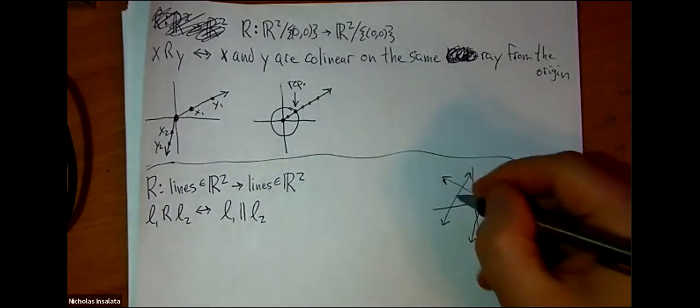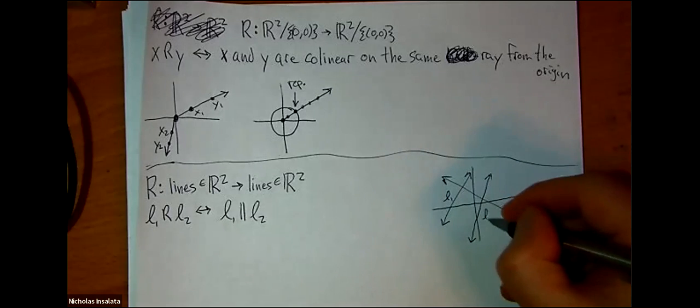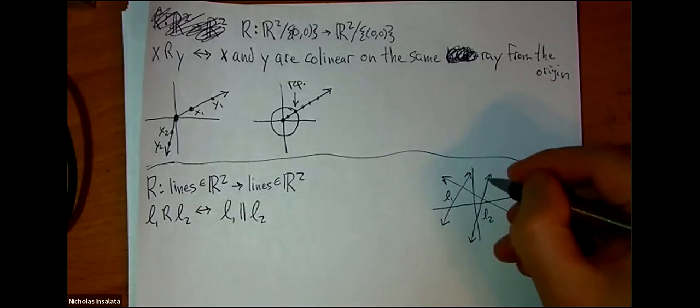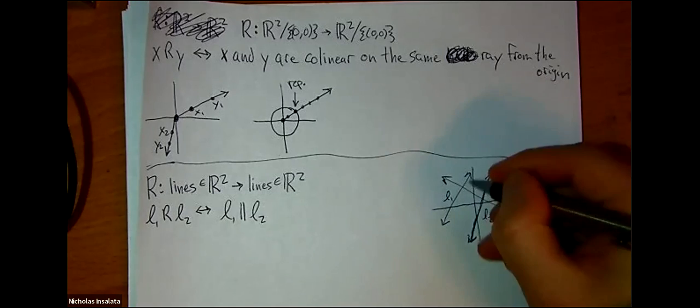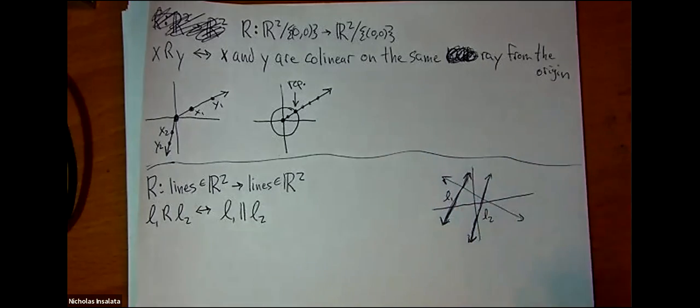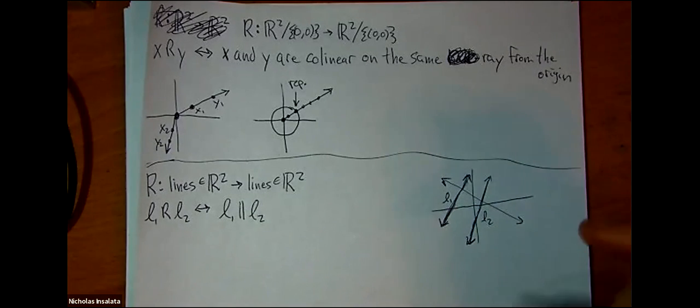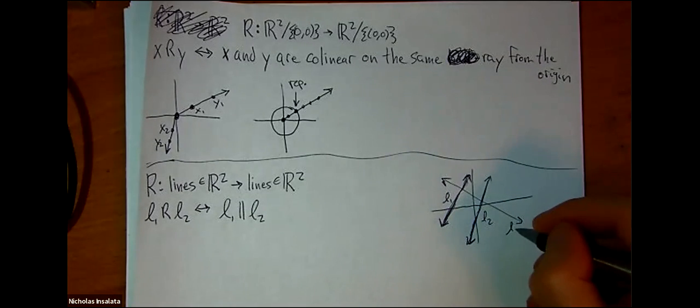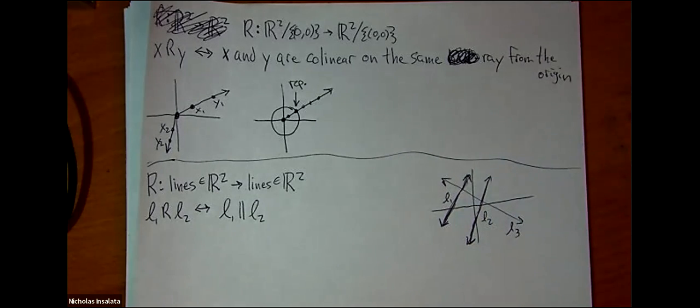So if this is L1, here's L2, let's pretend that I drew this better and these are parallel. There, just make the lines thicker. That makes them parallel, right? And here's L3. So L1 and L2 would be related, but L3 would not, right?